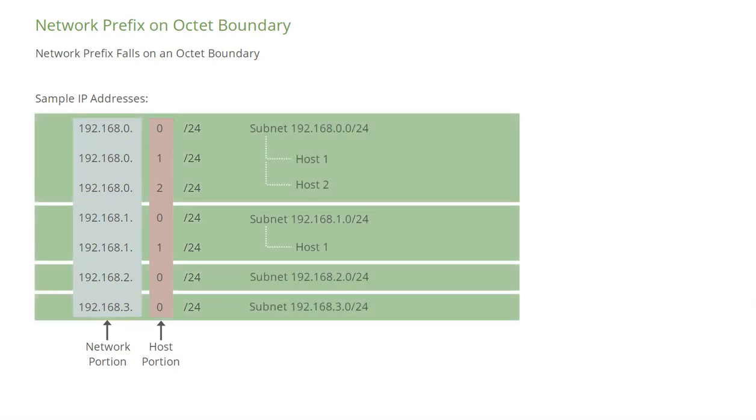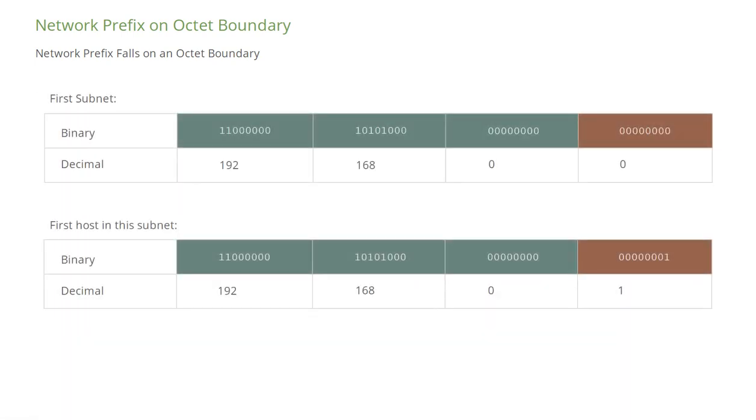Remember also that the first number in a subnet is reserved. In this example, it is easy to see that the IP addresses ending in 0 are the reserved subnet numbers, and those ending in numbers other than 0 are hosts. Here are the addresses of the first subnet and first host in that subnet, shown in binary and decimal format.